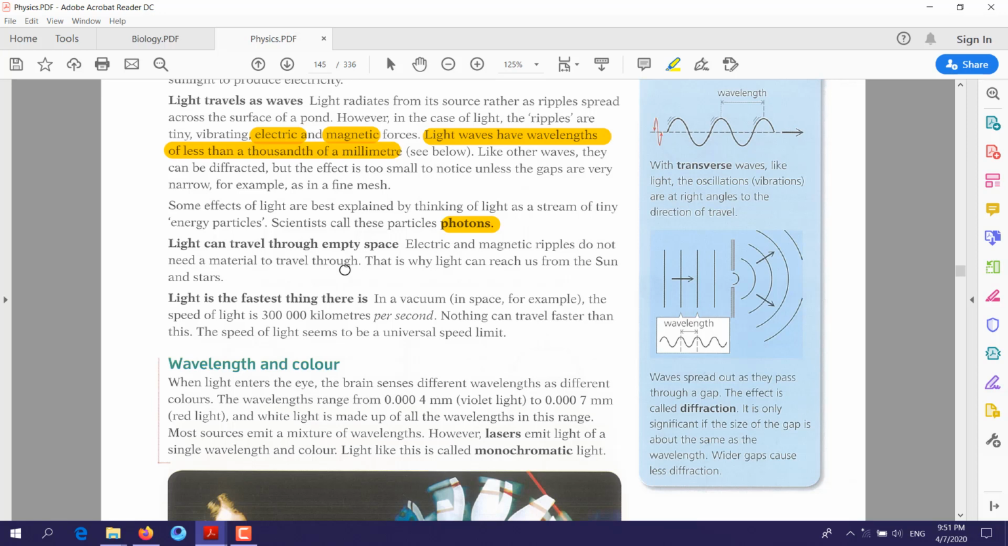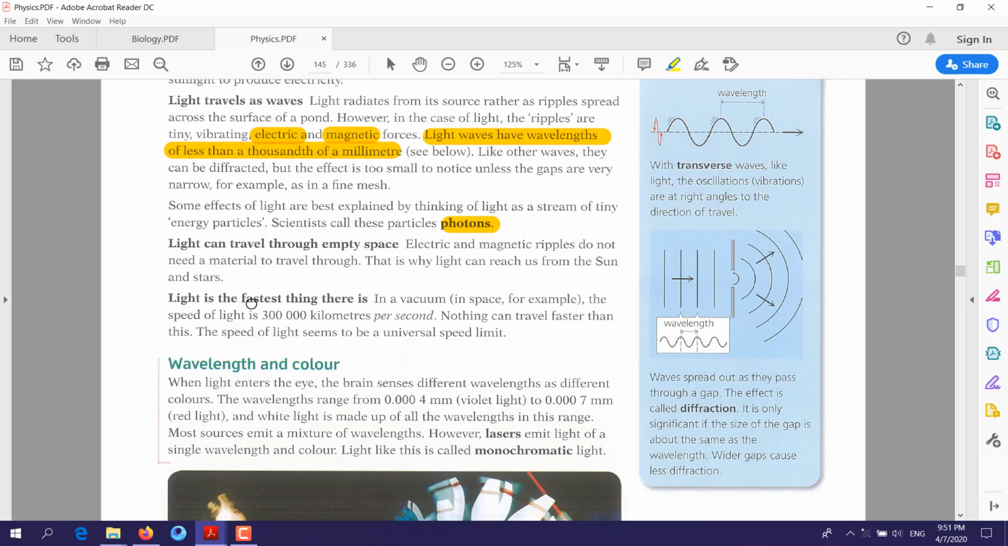Just take an example, the sunlight. As you know, between Earth and Sun there is empty space, there is no matter there. But still, light can travel from the Sun and reach the Earth. What does that mean? It means light has the ability to travel through empty space.